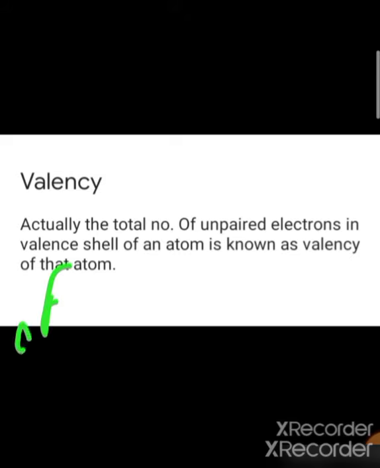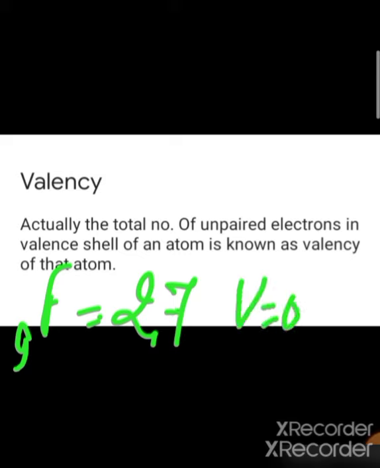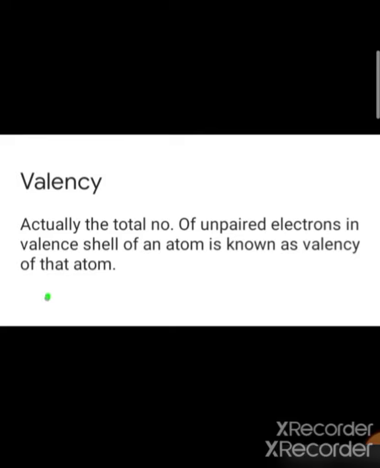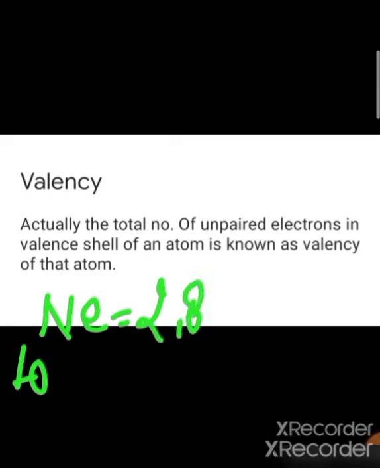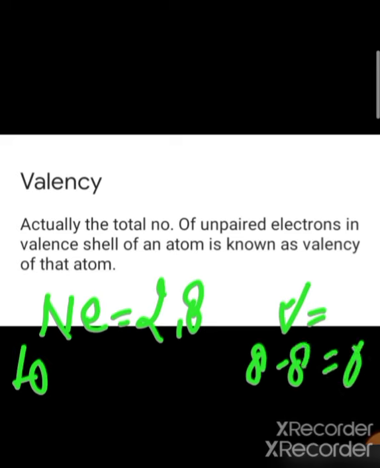Fluorine, atomic number is 9, configuration 2, 7. Valency is 8 minus 7 is equal to 1, which means the valency of fluorine is 1. Next one is neon. Atomic number is 10, configuration 2, 8. Then valency is equal to 8 minus 8 is equal to 0.